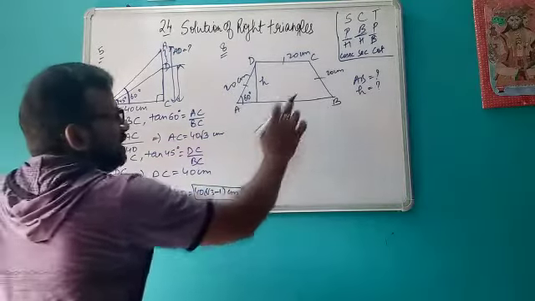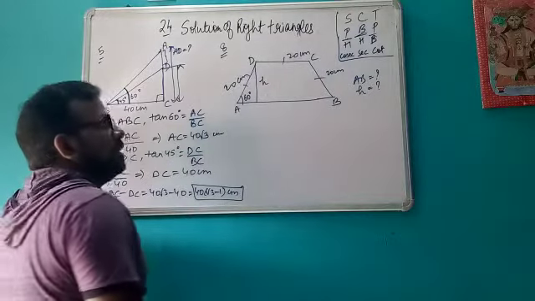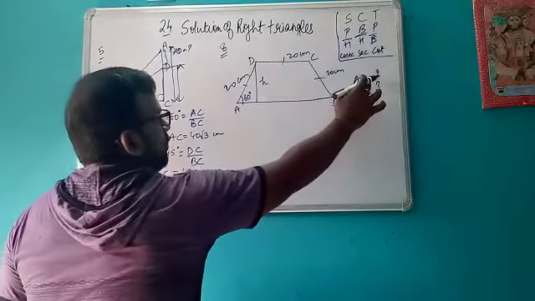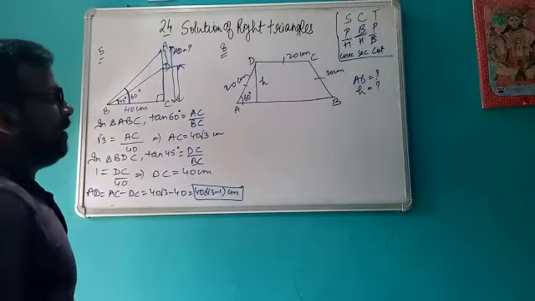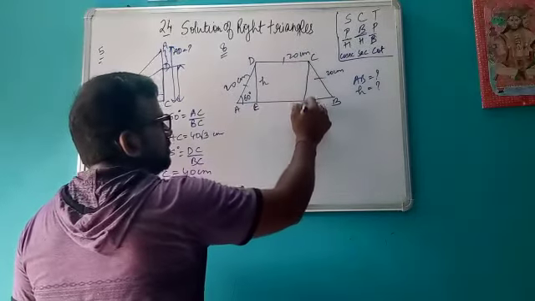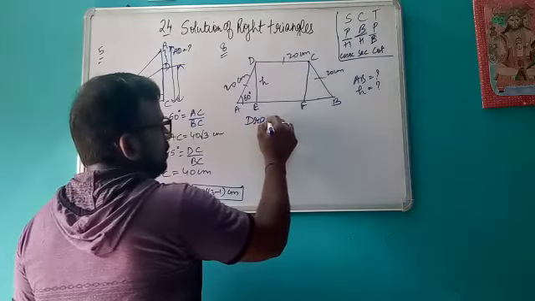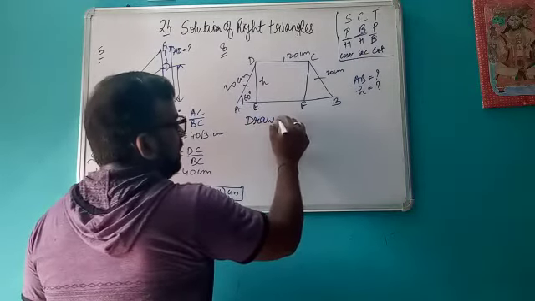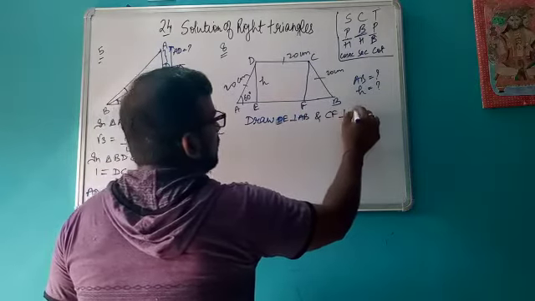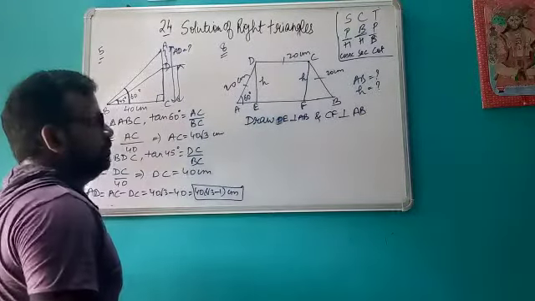Now what is given? ABCD is a trapezium and these three sides are equal to each other. So this angle is 60 degree. So we have to find the value of AB. So how can we find the value of AB? What I will do, I will drop two perpendiculars, DE and CF. So I will draw DE perpendicular to AB and CF perpendicular to AB. Let the height be equal to H.